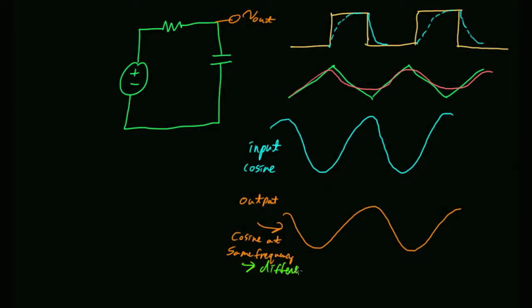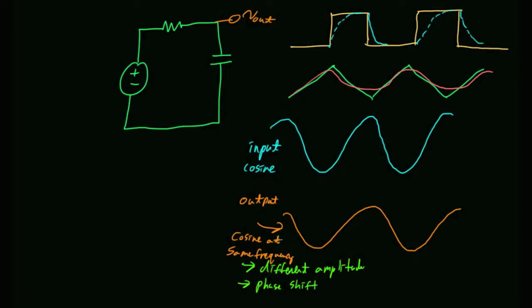So amplitude means it might be shorter, smaller, or it could even be bigger, okay? So it'll have a different amplitude, and it might have a phase shift. That means it might be shifted to the left or to the right relative to the original signal. But it will be a cosine, and it will be at the same frequency. And that's pretty powerful stuff.